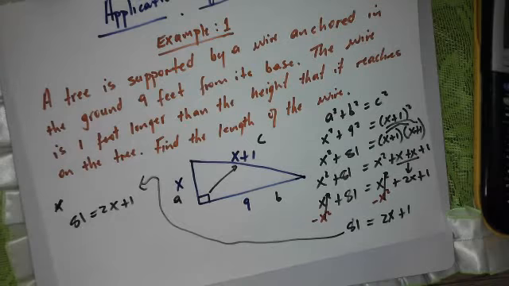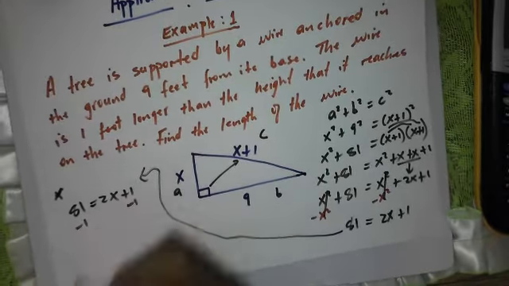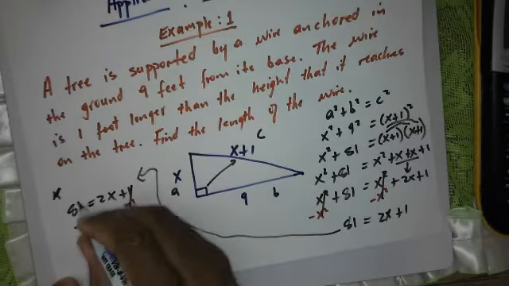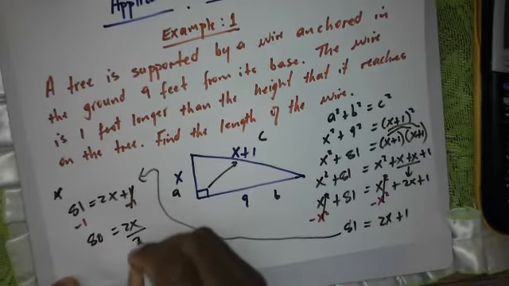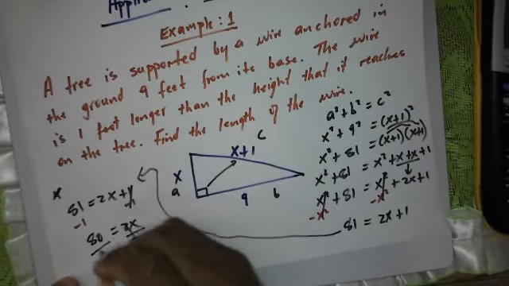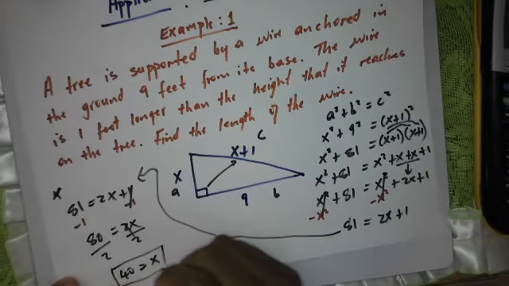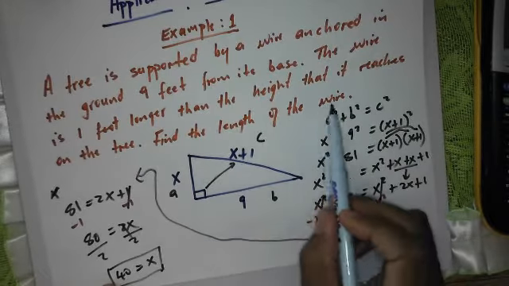Now we would subtract 1 from both sides, and that would give us, this would cancel, so 81 minus 1 would be 80 equals 2x, and then we divide both sides by 2, so 40 equals x. Now that is the value of x, but look at what they asked us for. They say find the length of the wire.